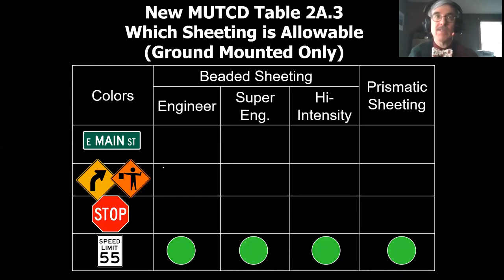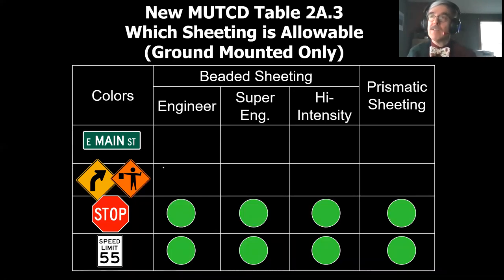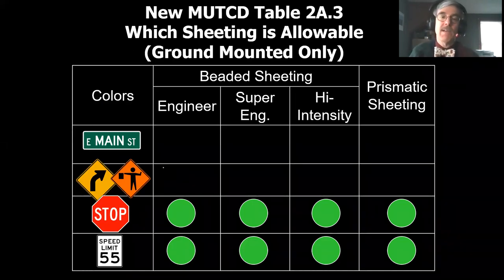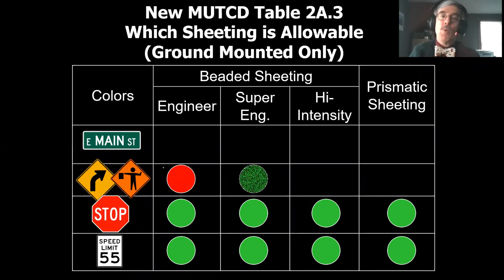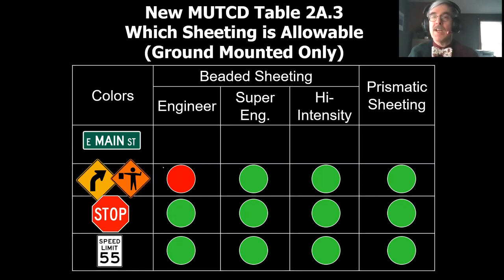Yeah, they're not as critical. Surprisingly, any type of sheeting works for a stop sign, as long as it's got enough contrast and meets the minimum brightness standard, okay? But for warning signs, we're not supposed to be using engineering grade anymore. In fact, while super engineering grade is allowed, I actually like the high intensity types with the prismatic beads. Those two types are really much better. They're brighter at night, and economically, they're pretty good.